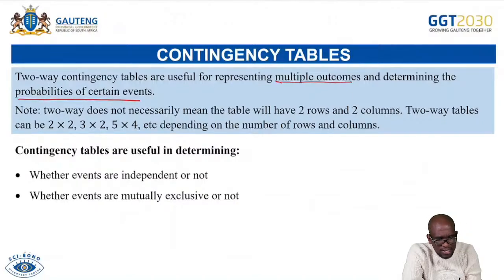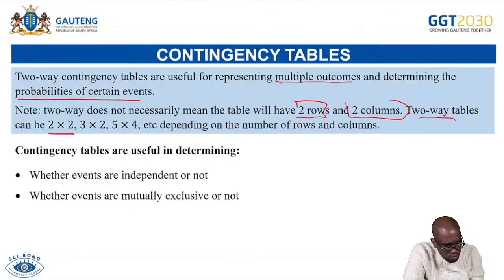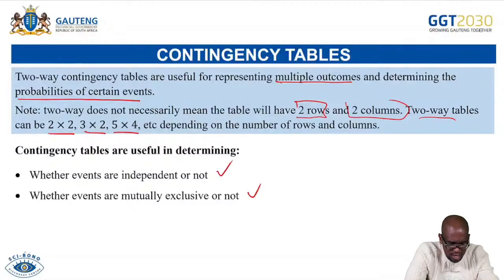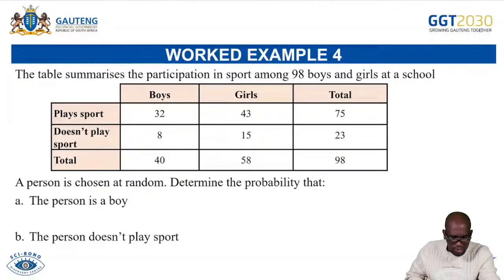Two-way does not necessarily mean the table must have 2 rows and 2 columns. Two-way means it can be a 2 by 2, a 3 by 2, and a 5 by 4, etc., depending on the number of rows and the number of columns. Now, contingency tables are useful when determining whether events are independent or not, and when determining whether events are mutually exclusive or not. That's what contingency tables are for.